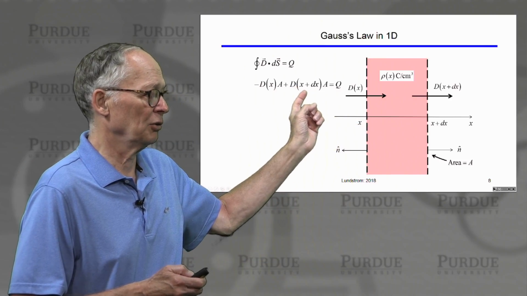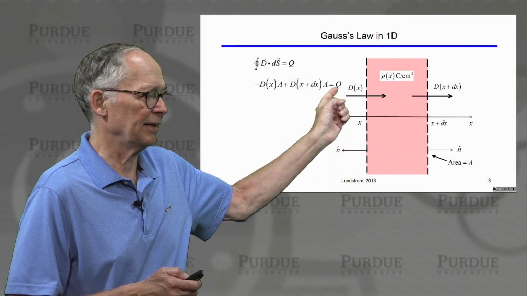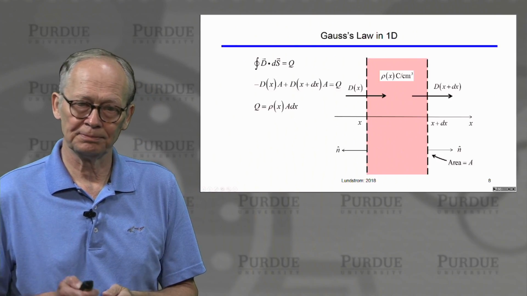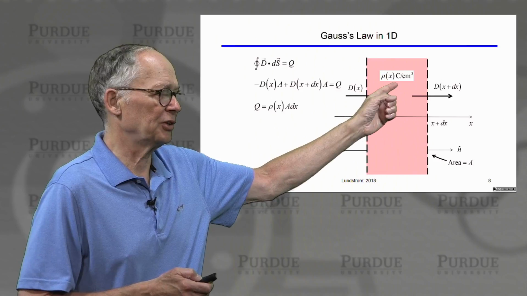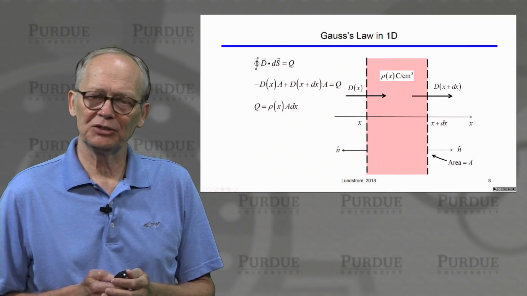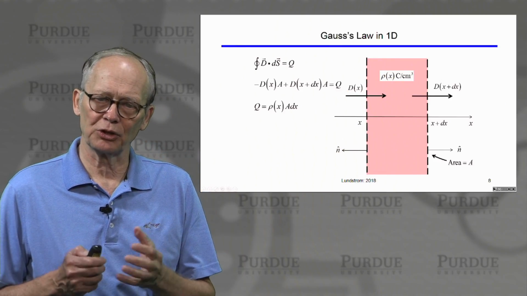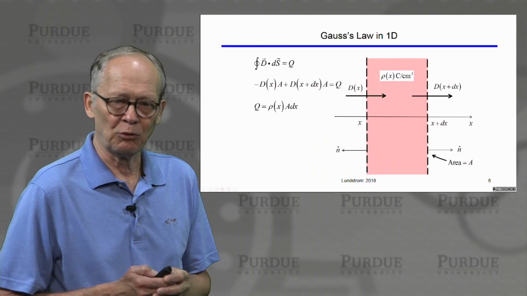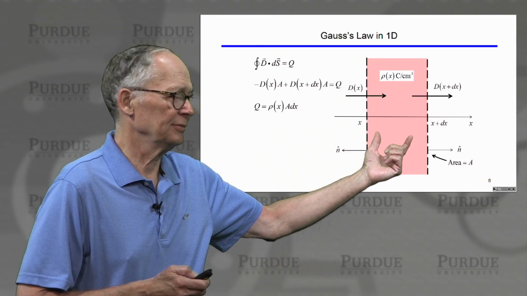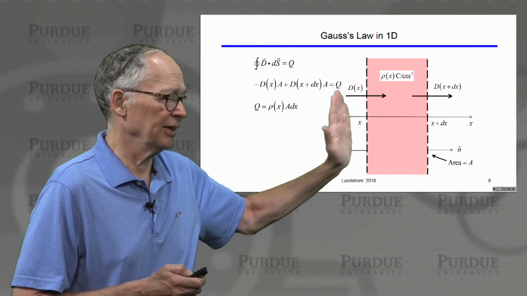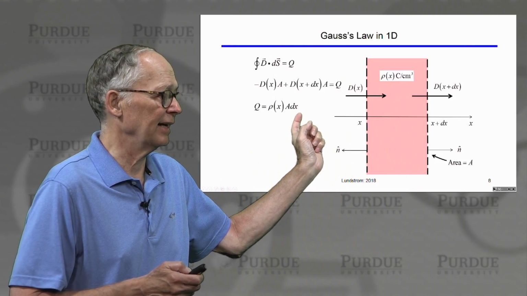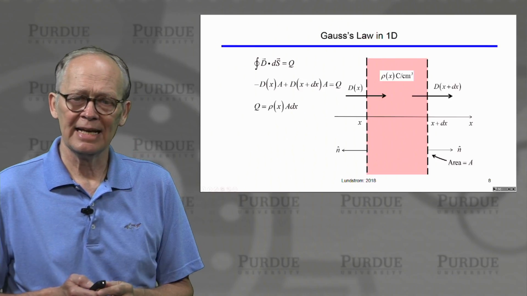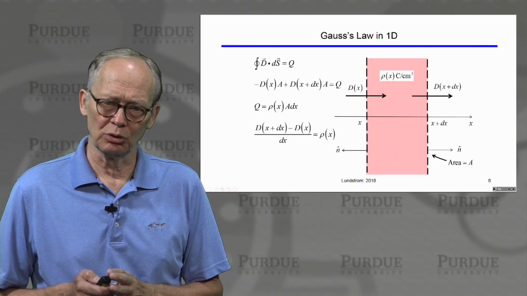So this is my integral over the surface, and that integral has to be the charge enclosed. Well, the charge enclosed, I'm going to write if the material inside has some space charge density in coulombs per cubic centimeter, I will multiply by the volume. The volume is simply the area of these faces times the thickness of this region, A dx, times the space charge density. That gives me the total charge in coulombs.